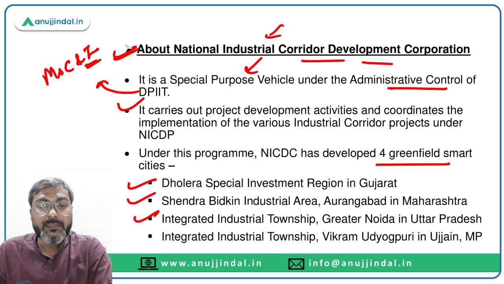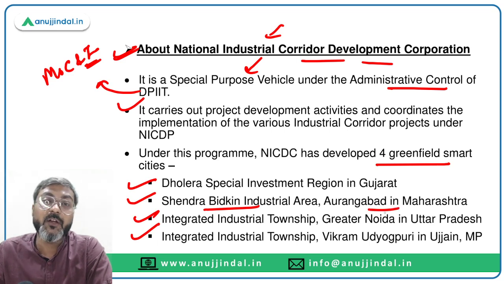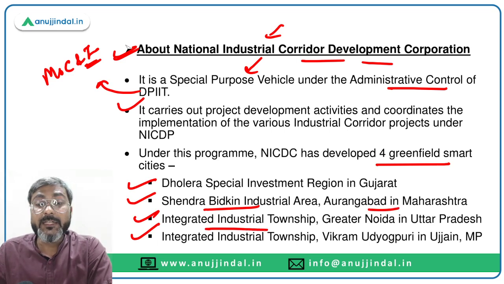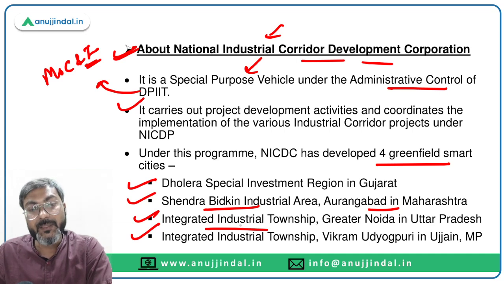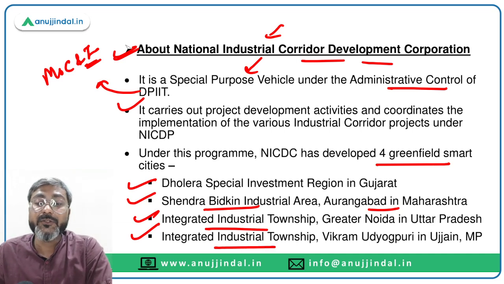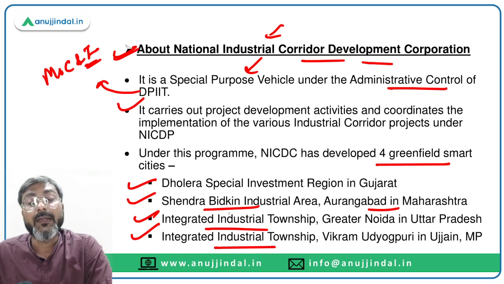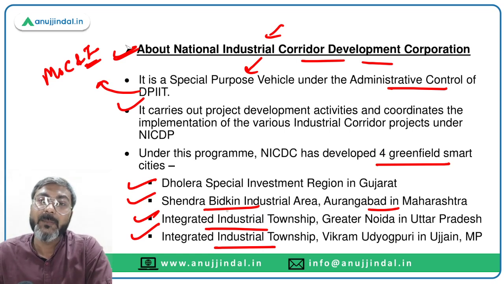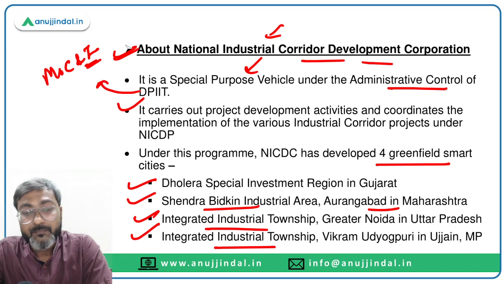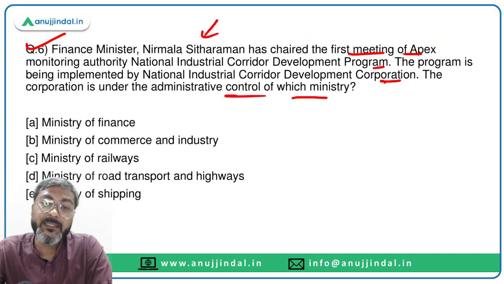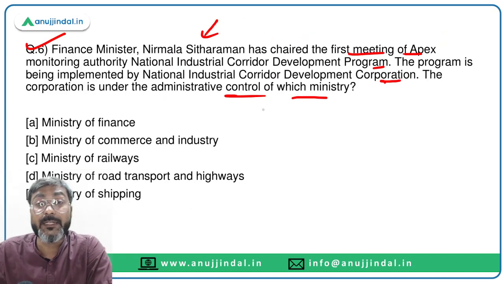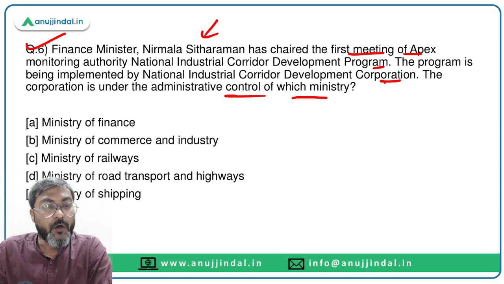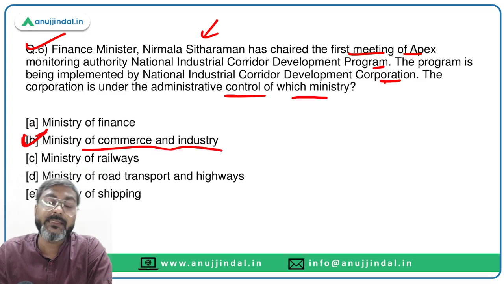And these are the 4 greenfield smart cities: Dholera Special Investment Region in Gujarat, Shendra Bidkin Industrial Area in Aurangabad of Maharashtra, Integrated Industrial Township of Greater Noida in Uttar Pradesh, and again Integrated Industrial Township of Vikram Udyogpuri in Ujjain, which is, of course, in Madhya Pradesh, right? So that's it about this news, and now let's come back to the question. The National Industrial Corridor Development Corporation is under the administrative control of the Ministry of Commerce and Industry. Option B is the correct answer.